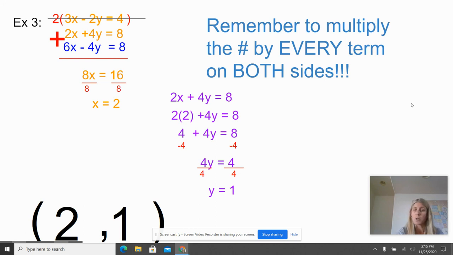Now we're going to practice this, of course, in Desmos, and in next class, we're going to work on even harder ones where we're not multiplying just one of the equations, but both. Once again, this is how to use the elimination method to solve and find the solution of a system of equations, which is the point where 2 equations cross.